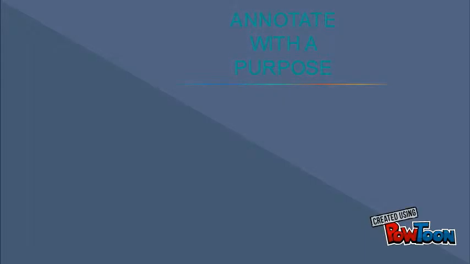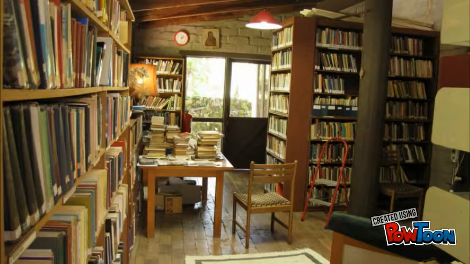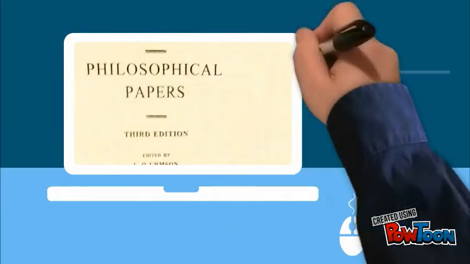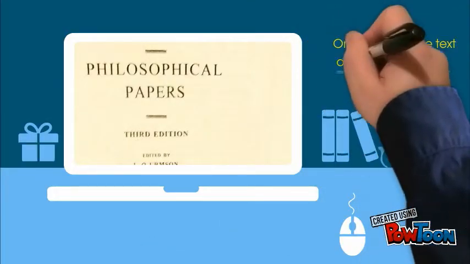Annotate with a purpose. Reasons to annotate: obtain a better understanding of the text; track changes or progression; identify areas of interest or conclusions. With that in mind, pull up a chair, take out your text, and find a nice quiet spot to begin annotating. Or just download a copy of the text onto your computer.